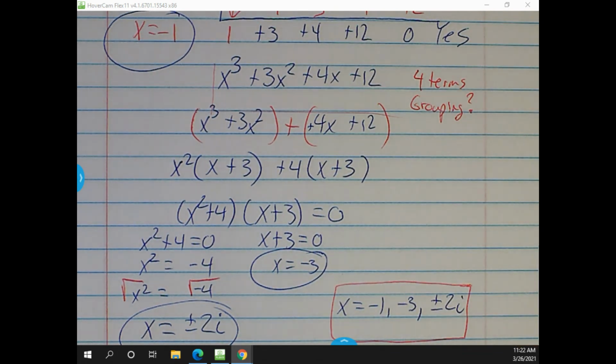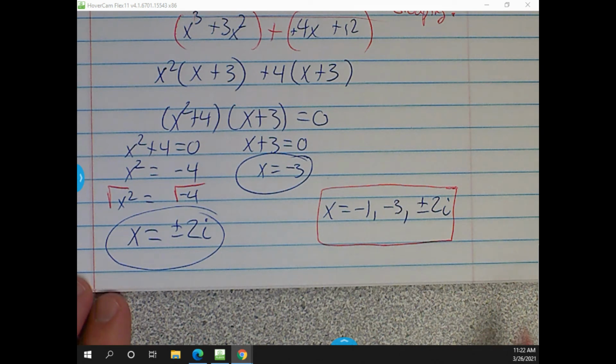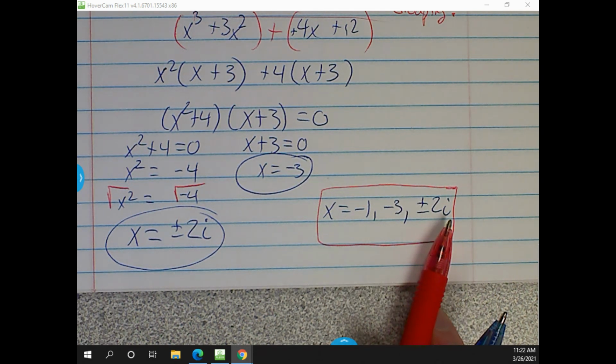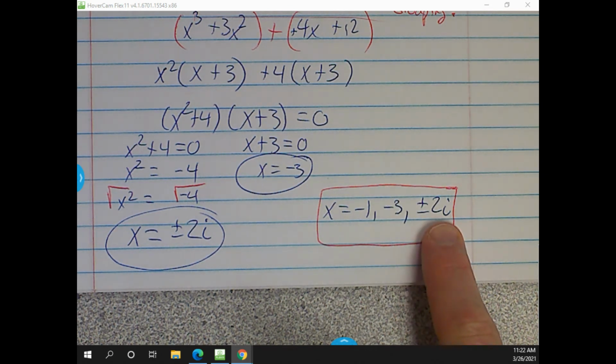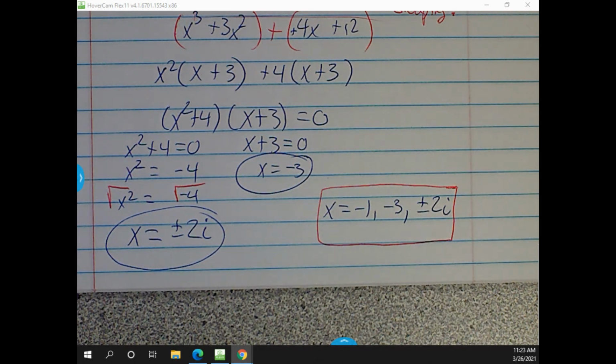Now, somebody may be saying, well, what about the positive 2i? I thought you said we were going to use any positive solutions. Remember, since it's imaginary, it's like a made-up answer. It doesn't really count for the positives and negatives. That's just for the whole number of options we're checking. So because it's an imaginary number, the plus or minus doesn't really matter. It's a made-up number, if you want to kind of think about it that way.